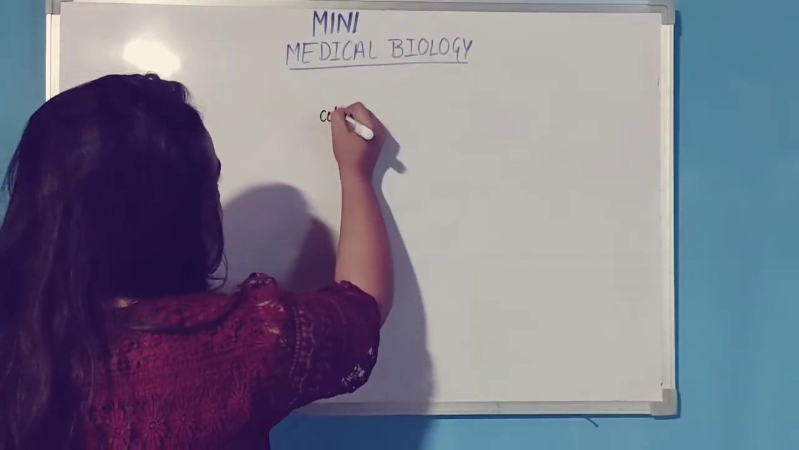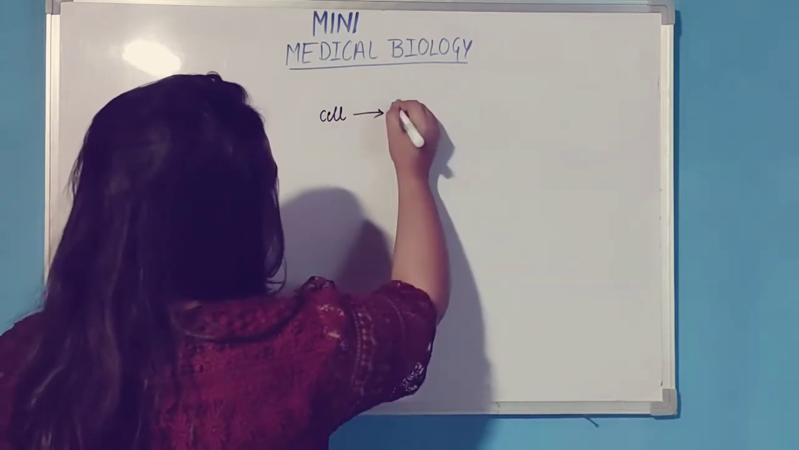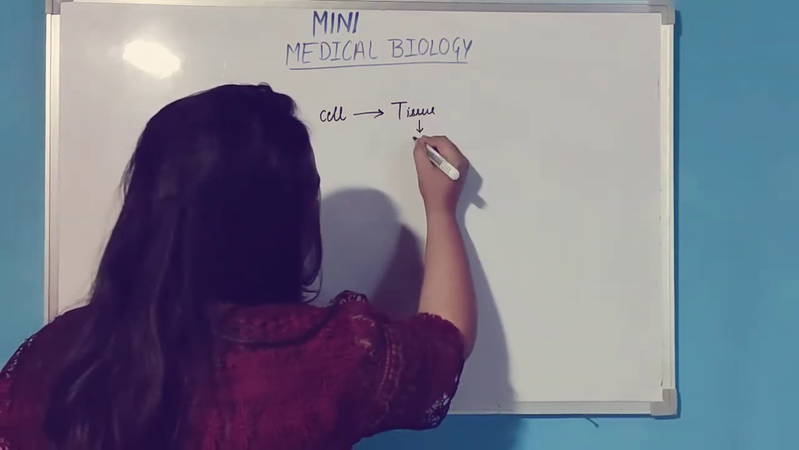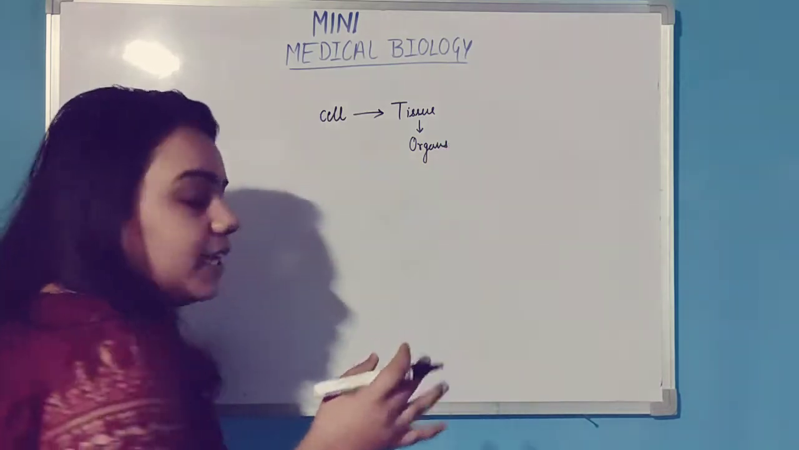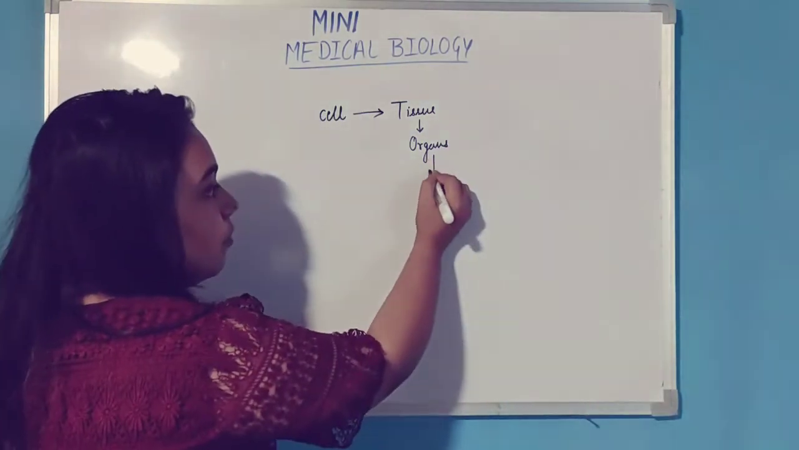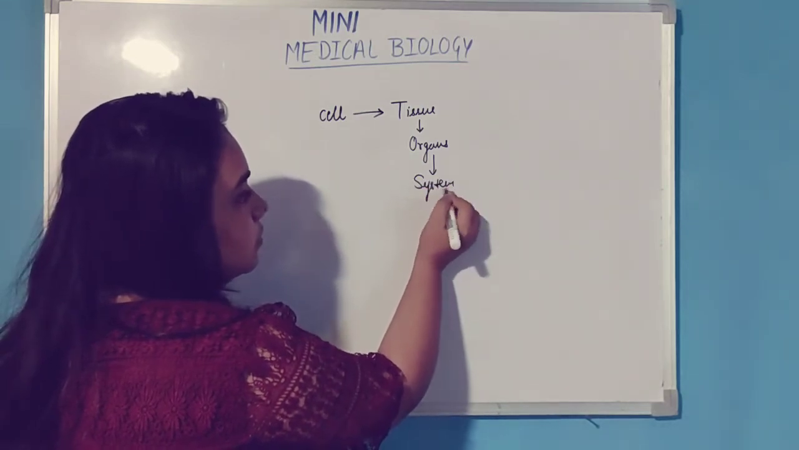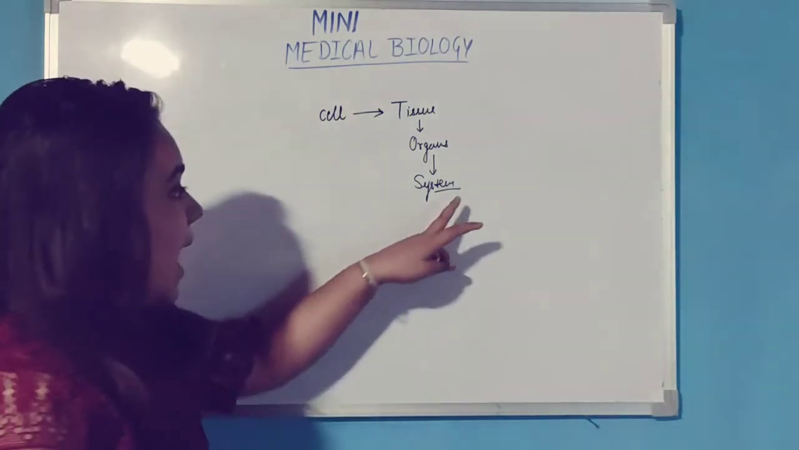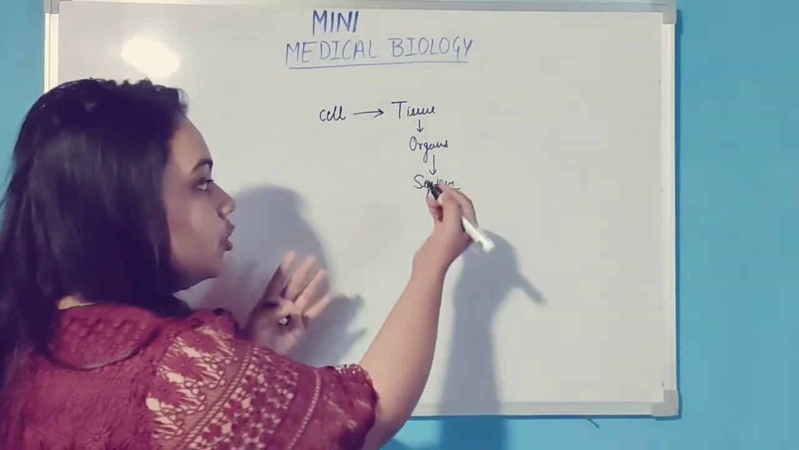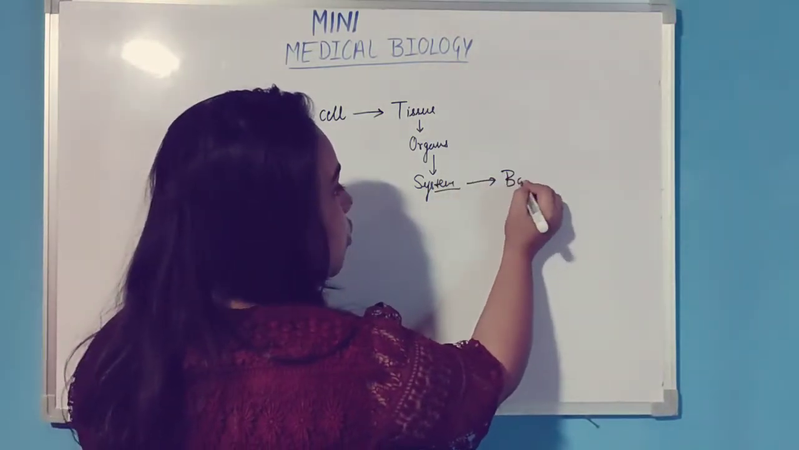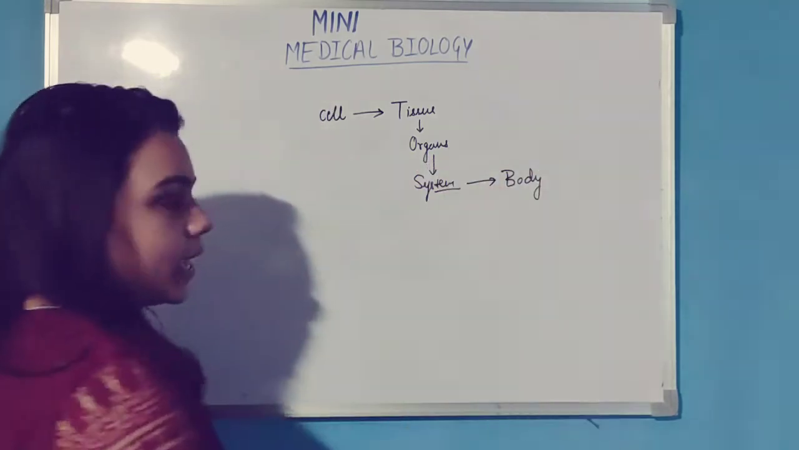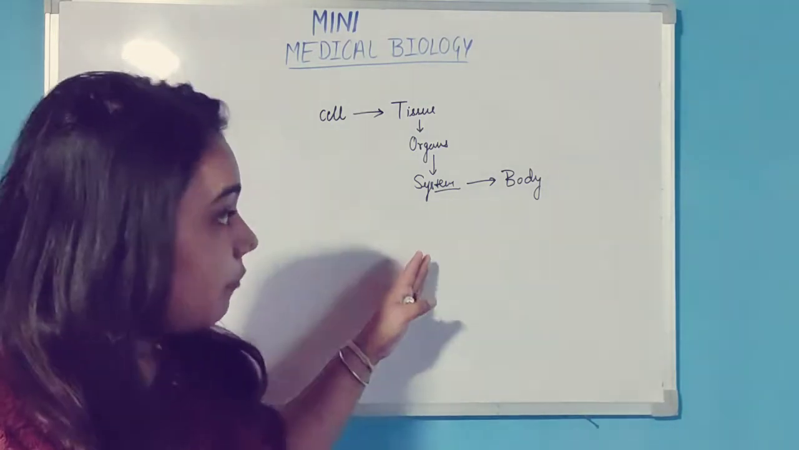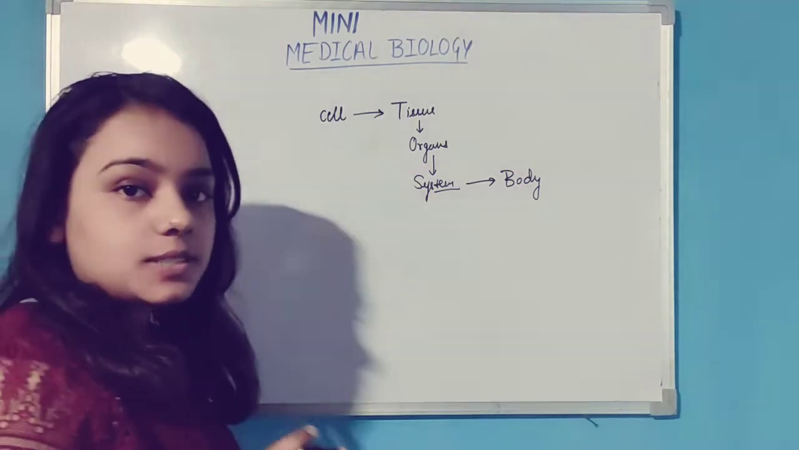As you all know, cells formed together lead to the formation of tissue. Tissues group together to form organs, and many organs group together to form a system. So a system is nothing but a group of organs, right? And a group of systems composes the whole, complex body. The human body is also composed of various types of systems. So today we are going to talk about the digestive system.